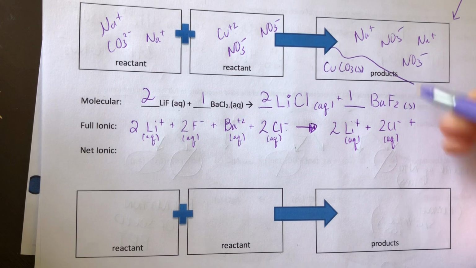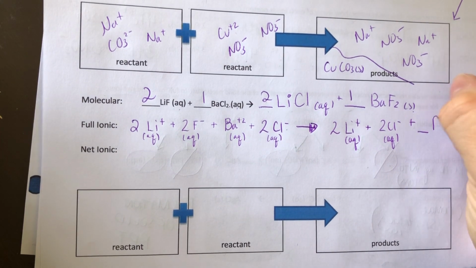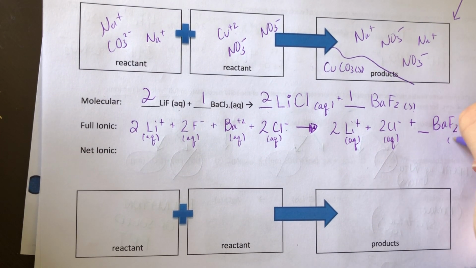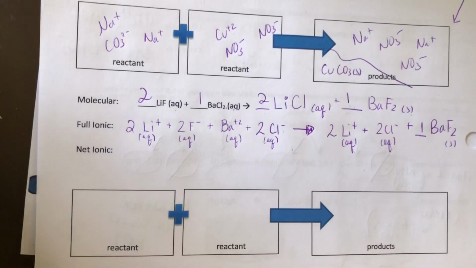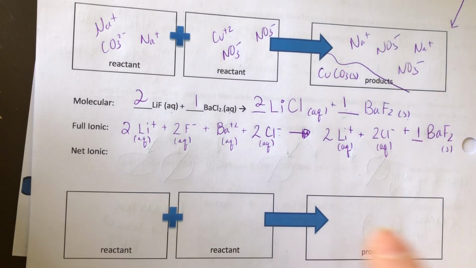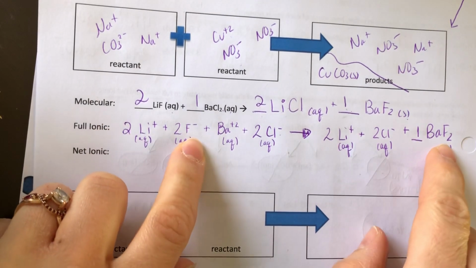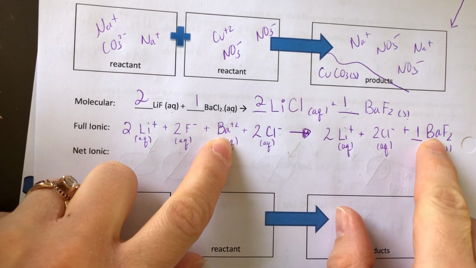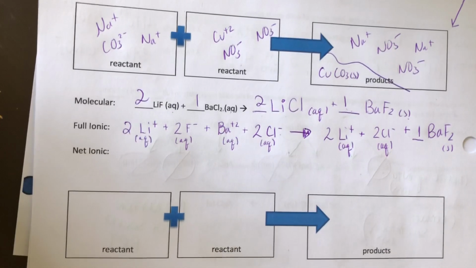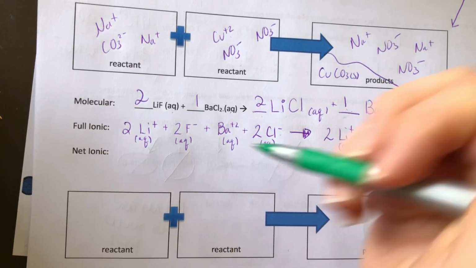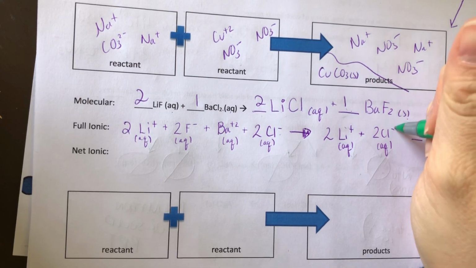All right, and this is solid, so I'm not going to break it up. It's just BaF2, and you have one of them because of the one out in front. All right, that's your full ionic equation. Should be balanced. 2 lithiums on both sides, 2 fluorines on both sides, a barium on both sides, and 2 chlorines on both sides.